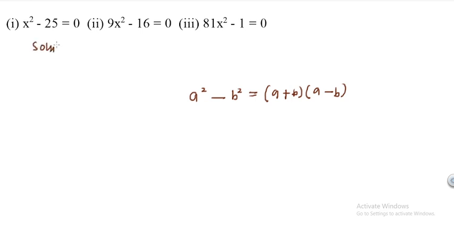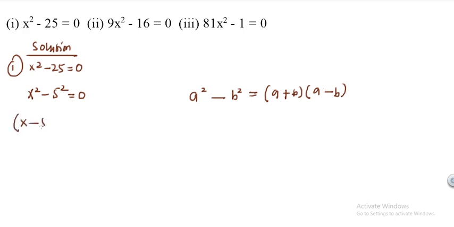In the first example, I'm told to solve x squared minus 25 is equal to 0. The first thing we want to do is to write the two terms as squares. x squared is already a square, 25 is not, but 25 can be written as 5 squared. So I can say x squared minus 5 squared is equal to 0. Now that I have this, I can write it as two brackets like this. This becomes open bracket x minus 5 close bracket, open bracket x plus 5 close bracket is equal to 0.